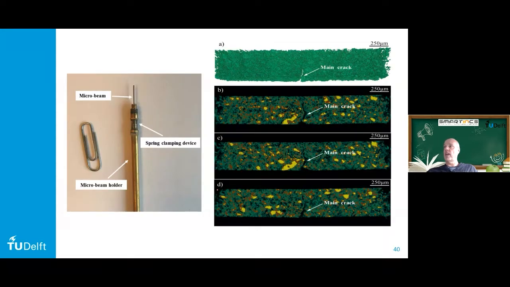So here you see a scan of such a beam, also after cracking. So you see here a crack in the material, and you see also the different constituents in the cement paste, the unhydrated cement, and the hydration products that you can clearly quantify.